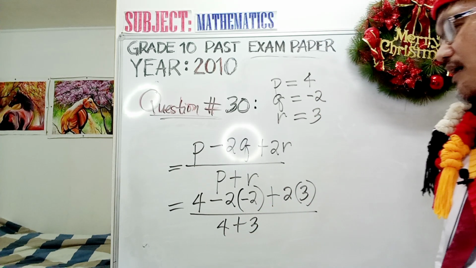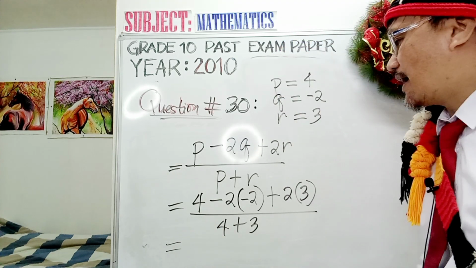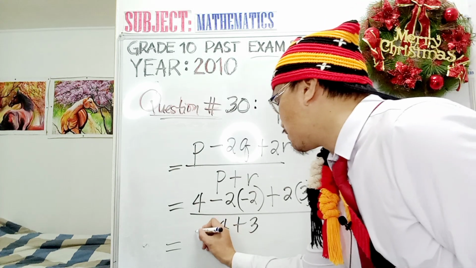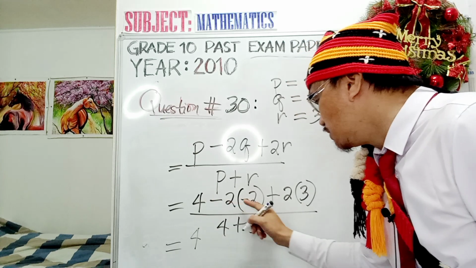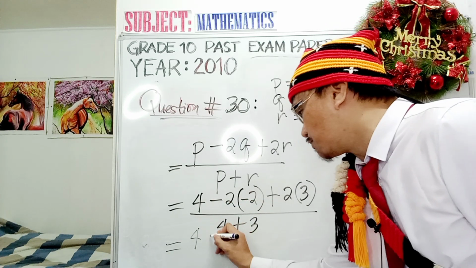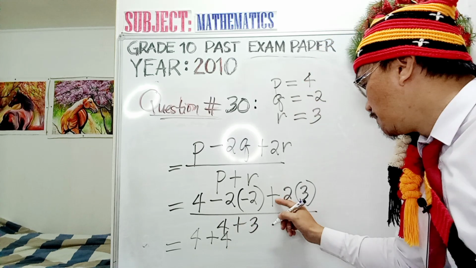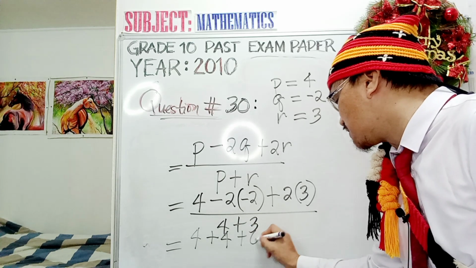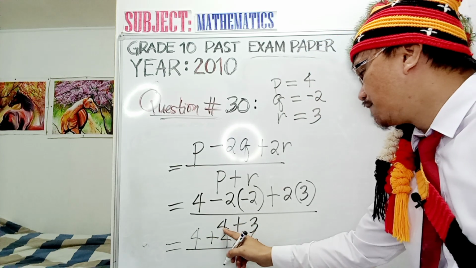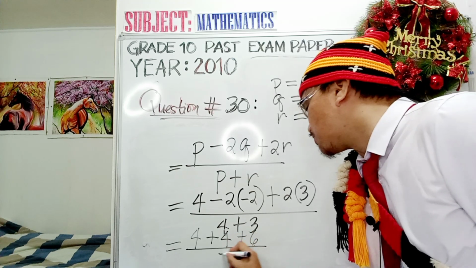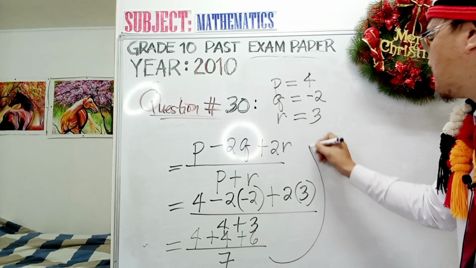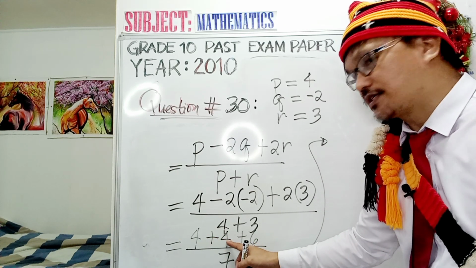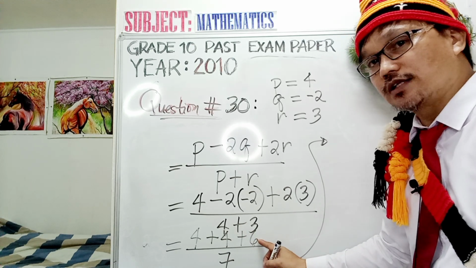See, you don't need to use brackets there. So we have now simplified this expression until we get its value. So 4, negative 2 times negative 2 is equal to positive 4. Positive 2 times positive 3 is equal to positive 6. Divided by 4 plus 3, which is equal to 7. Now, this expression will have a value of 4 plus 4 is 8, plus 6 is equal to 14.